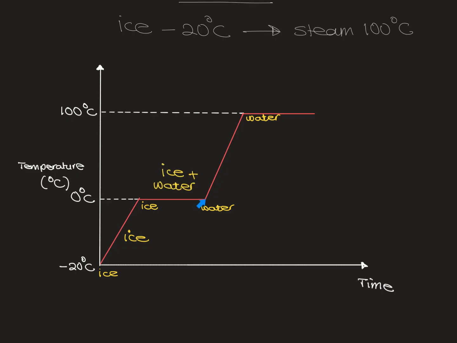This region is where we have water at 0 degrees Celsius. It is to be converted first to water at 100 degrees Celsius. So the whole of this region is water. At this point, we have water at 100 degrees Celsius that needs to be converted to steam at 100 degrees Celsius at this point here. So at this point here, we have steam.